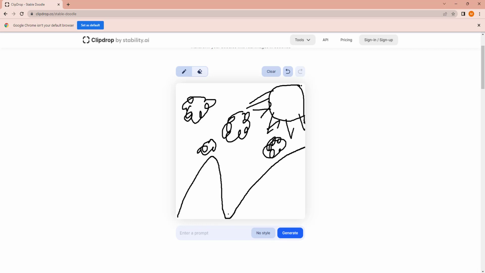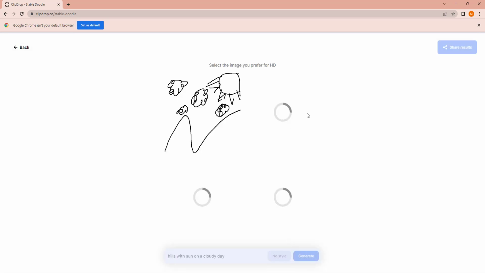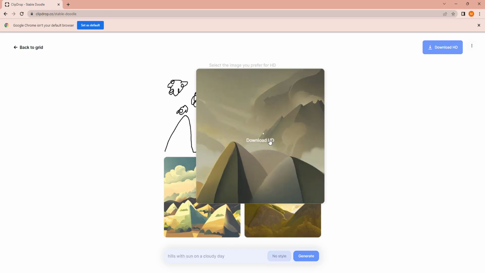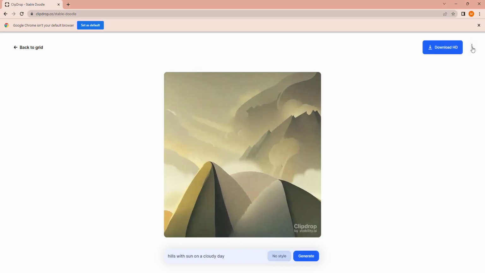So we're gonna write hills with sun on a cloudy day, and then generate. So let's see what images we get prompted. Look, this is beautiful. This is kind of like what I drew. And then they gave us two other ones. And then you could download an HD if you want.